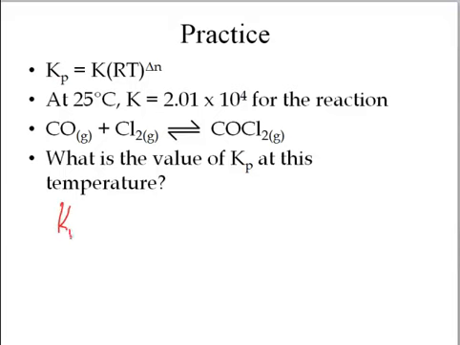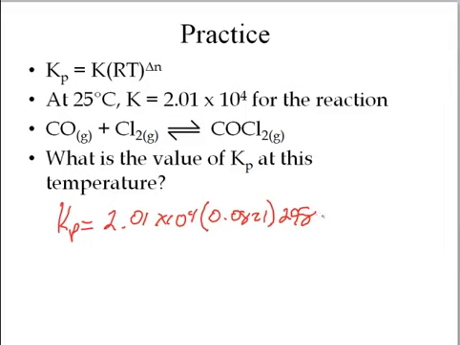Kp equals the K, which in this case is 2.01 times 10 to the fourth, right? Times my RT factor, right? Well, what's R? It's 0.0821, right? And then my T is 25 plus 273, so times 298. Okay, and I guess I'm going to put that all in brackets.